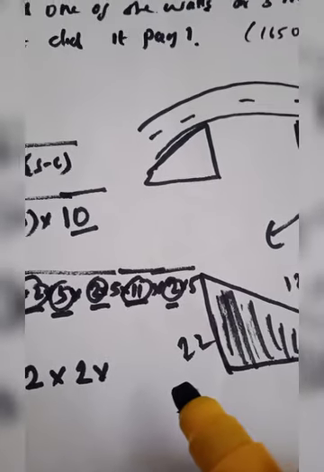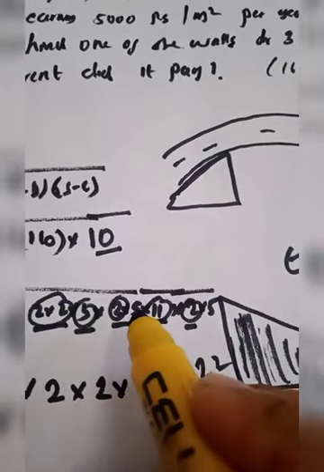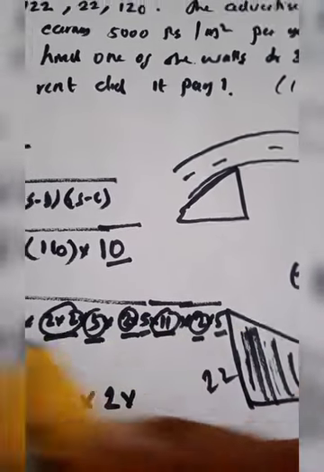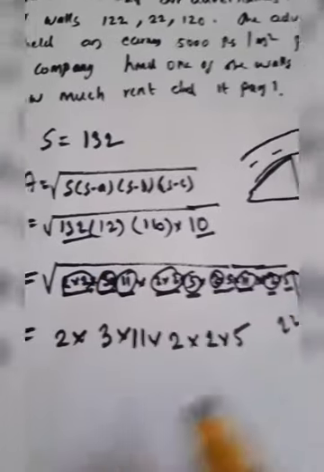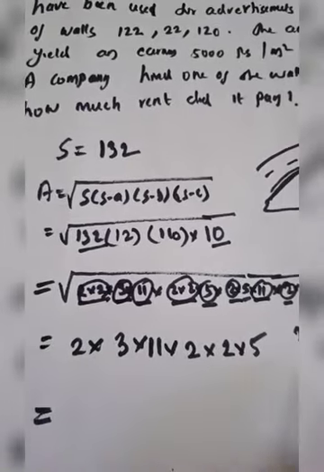Then here one 5 is there, and here one 5 is there. Square root of those two 5s is 5. See, we applied square root for every number, isn't it? Now we just multiply all together, we will get the answer.